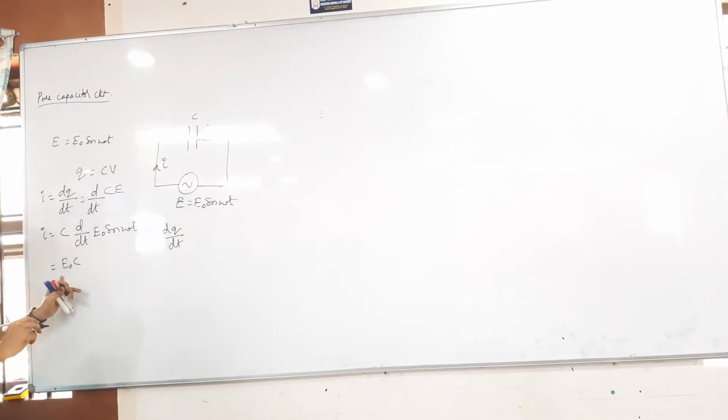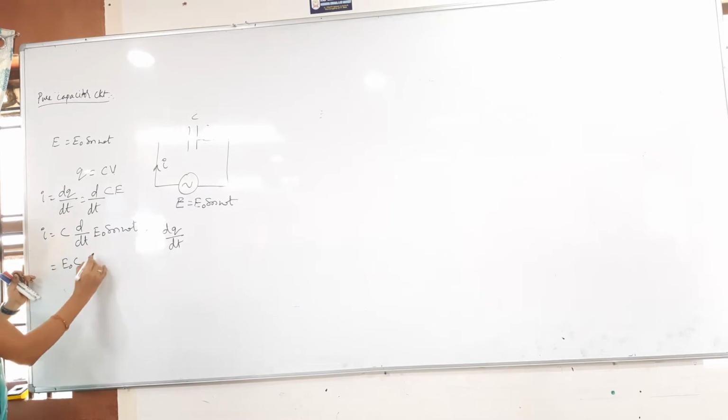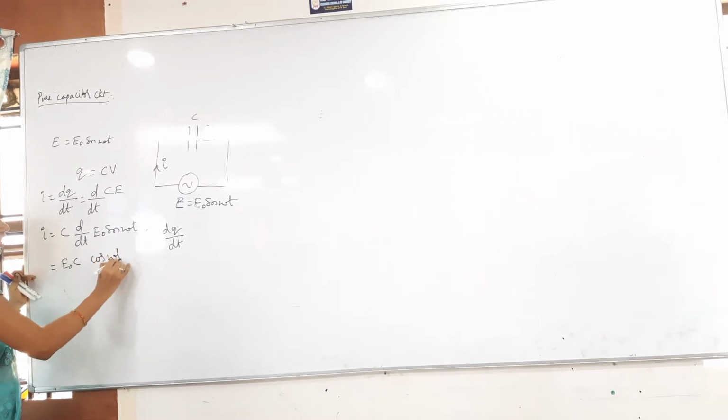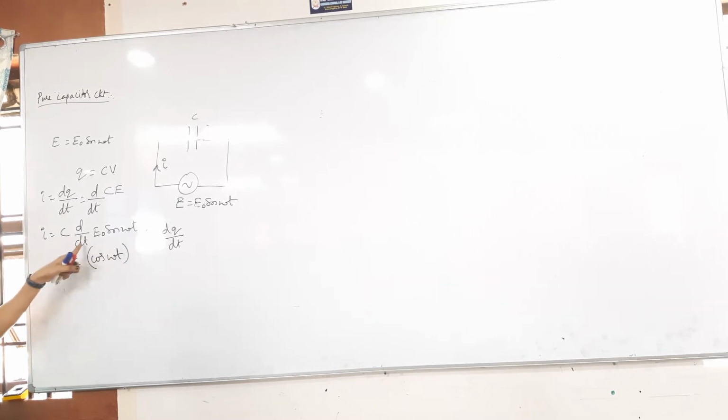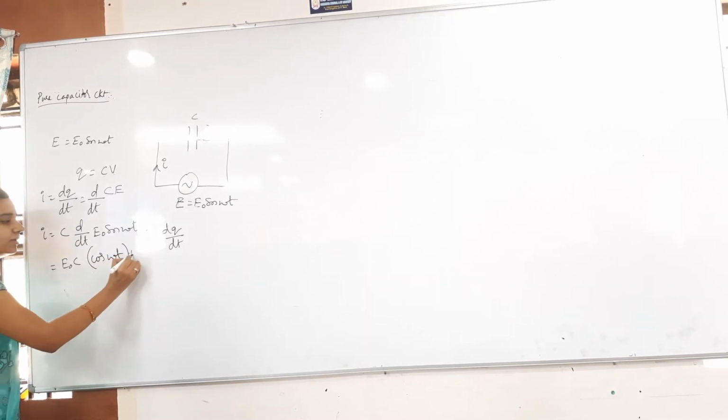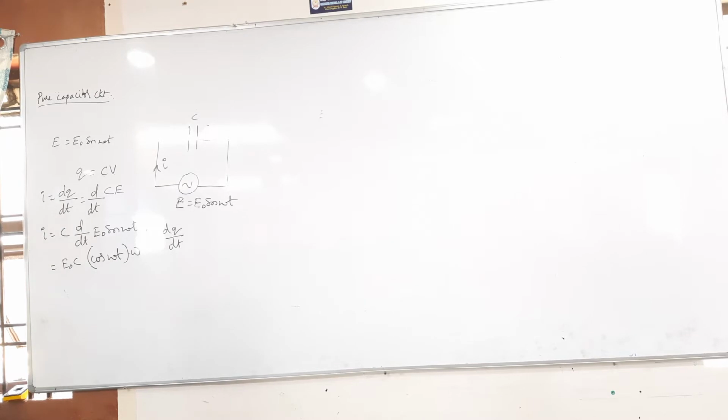Now here, E naught into C, differentiation of sin omega t is cos omega t. Here omega is a constant, independent of time. I am doing the differentiation with respect to time only, and omega is outside, so omega t into omega, like a constant. Now what can I say here? E naught into C omega into cos omega t.